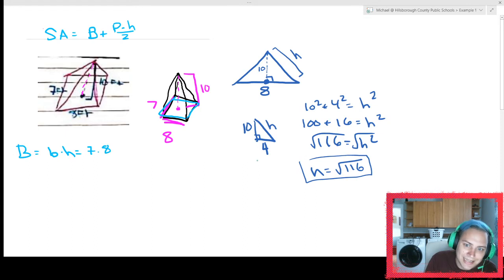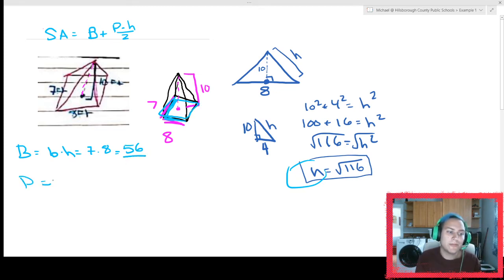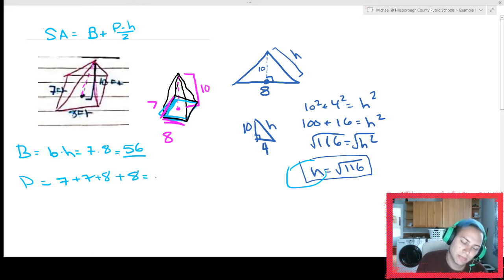Remember, this height is not the same as this height over here. This is height of the actual pyramid, right? That's height of the pyramid. Height of the rectangle is talking about this 7 by this 8 right here. So 7 times 8 is going to give me 56, and now I've got big B. I need to know what P is. Remember, P is perimeter of the base. So I'm going to add together 7 plus 8 plus 7 plus 8. Those are my 4 sides of that rectangular shape. So when I add 8, 16 plus 14, I'm going to get 30.